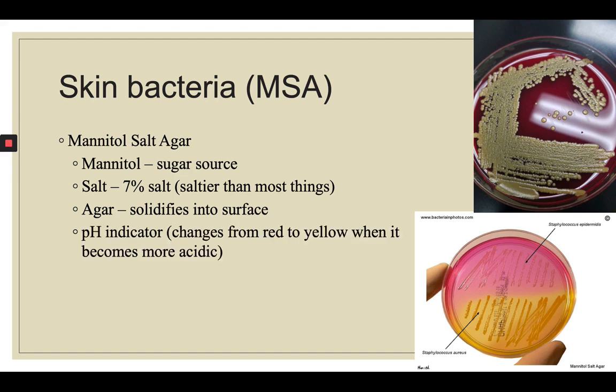And it also has a pH indicator. It's red because of the pH indicator, which is called phenol red. And when the environment becomes more acidic, it changes from red to yellow, as you can see in this picture. And the reason we see this color change is because some bacteria will break down mannitol. They ferment mannitol, and that makes it more acidic and changes it to yellow.